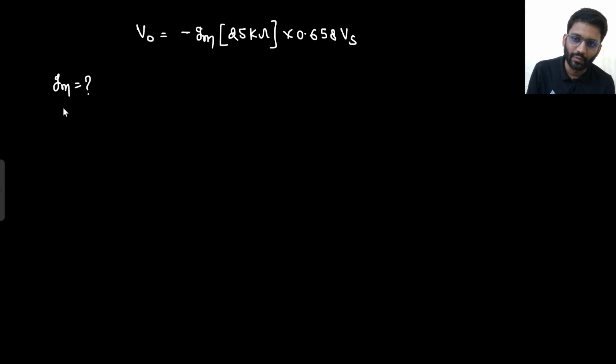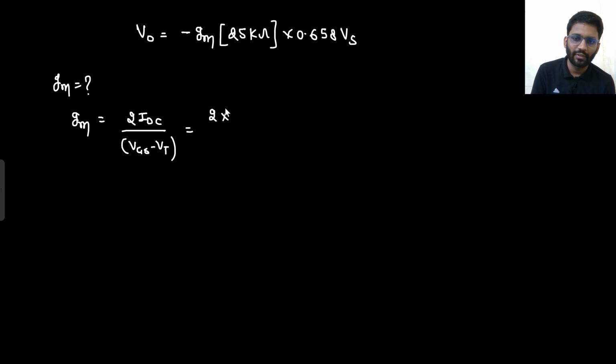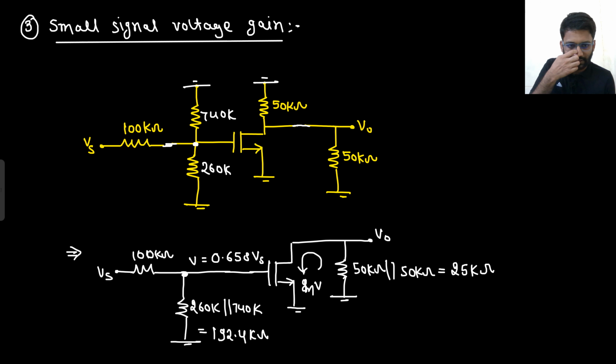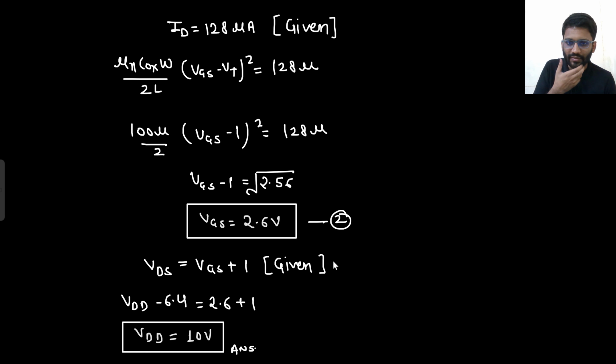So gm, how do we calculate gm? Since I know the value of Vgs minus Vt as well, I have multiple formulas, so from anywhere I can calculate the value. The simplest formula I find is 2 ID upon Vgs minus Vt. So I guess I will apply this formula only. So 2 into ID, what was the ID? 128 microampere. What was the VGS value? It was 2.6 as far as I remember. VGS value was 2.6.